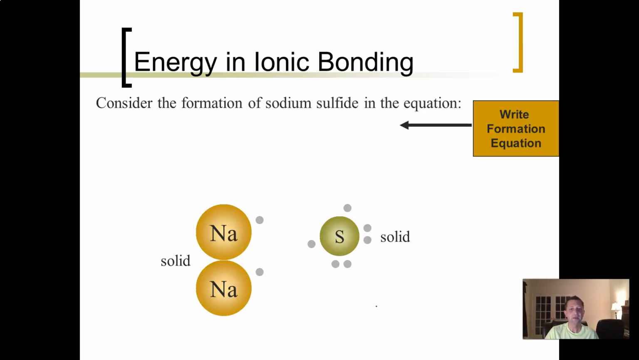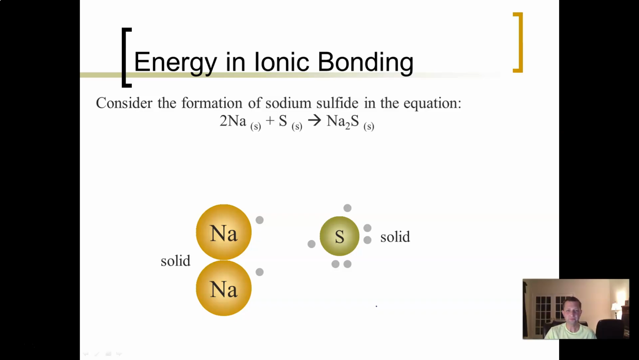Okay. So let's use this to complete the Born Haber cycle. So here we go. We're going to do the Born Haber cycle for sodium sulfide. So consider the formation of sodium sulfide in the equation below. So let's write the formation equation in. You can pause it and write it. It's going to look like this. 2Na solid plus sulfur solid yields Na2S solid. Okay? That is our formation equation.